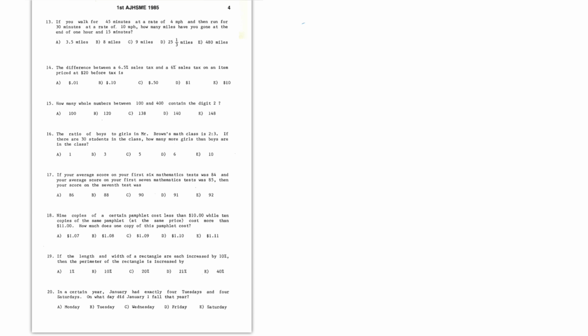So distance equals speed times time. Now this problem, you work the two separate rates. The first is the speed of 4 miles per hour times time. Now the time is 45 minutes. We must convert to hours because the 4 is miles per hour, so divide by 60 to convert to hours.